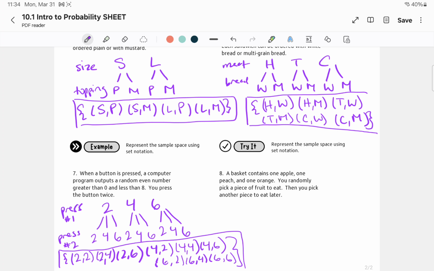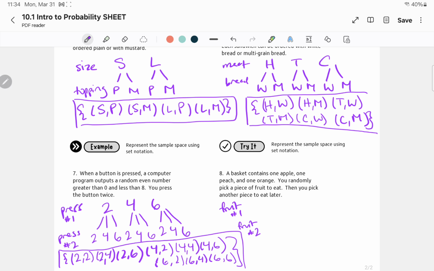All right, so for number 8, it says a basket contains 1 apple, 1 peach, and 1 orange. You randomly pick a piece of fruit to eat. Then you pick another piece to eat later. So basically, you got your fruit number 1 and your fruit number 2. The only difference with this is that if you eat one, right, it's not going to be available later. So that's what I'm saying. Always try to read the question carefully and make sure you have the right outcomes.